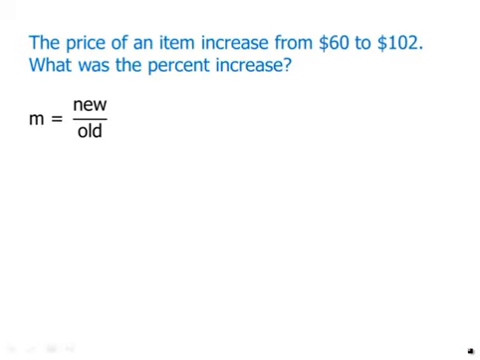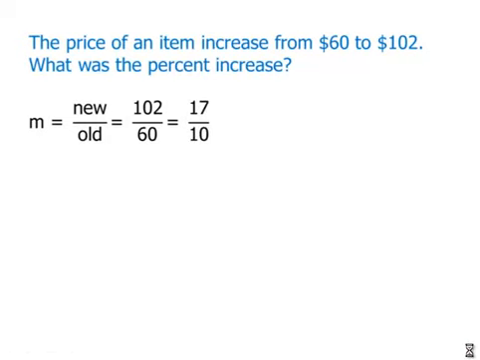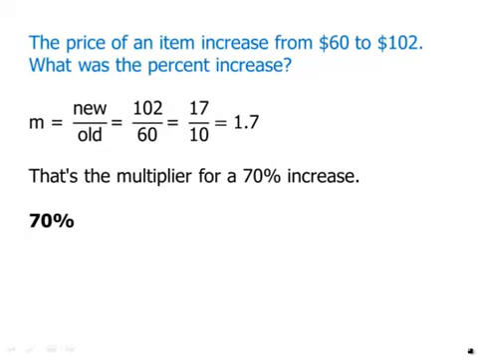What if the price of an item increases from $60 to $102? What was the percent increase? So again, doing this a straight multiplier way, the multiplier equals new divided by old. So that equals 102 divided by 60. Divide both the numerator and denominator by 6. I get 17 over 10, which is 1.7. That's the multiplier for a 70% increase.